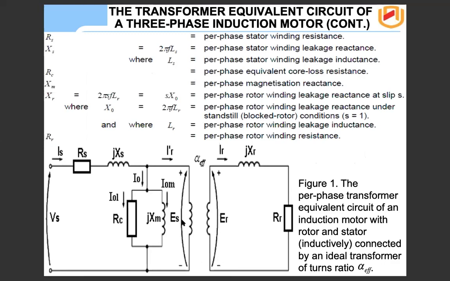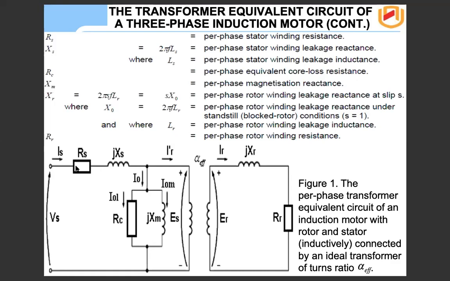As you can see here, if it was a transformer, then this would be the primary side. These are the primary quantities, and these would be the secondary quantities. But now, since it's an induction motor, RS represents the stator resistance. When we say stator resistance, we're talking about the winding resistance.